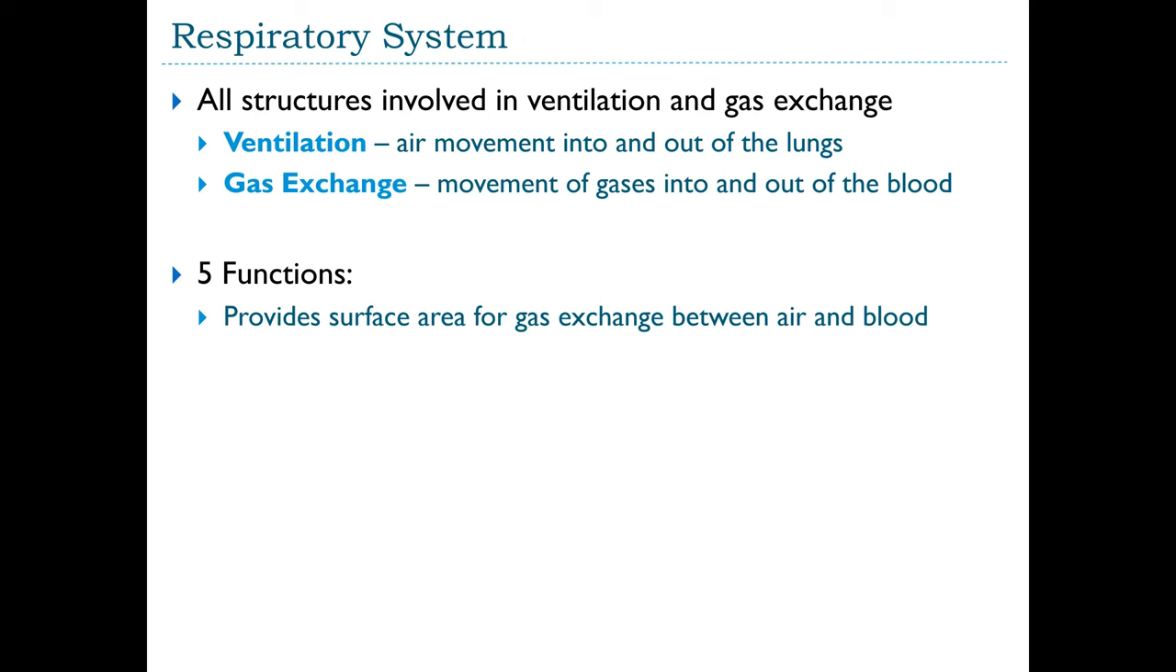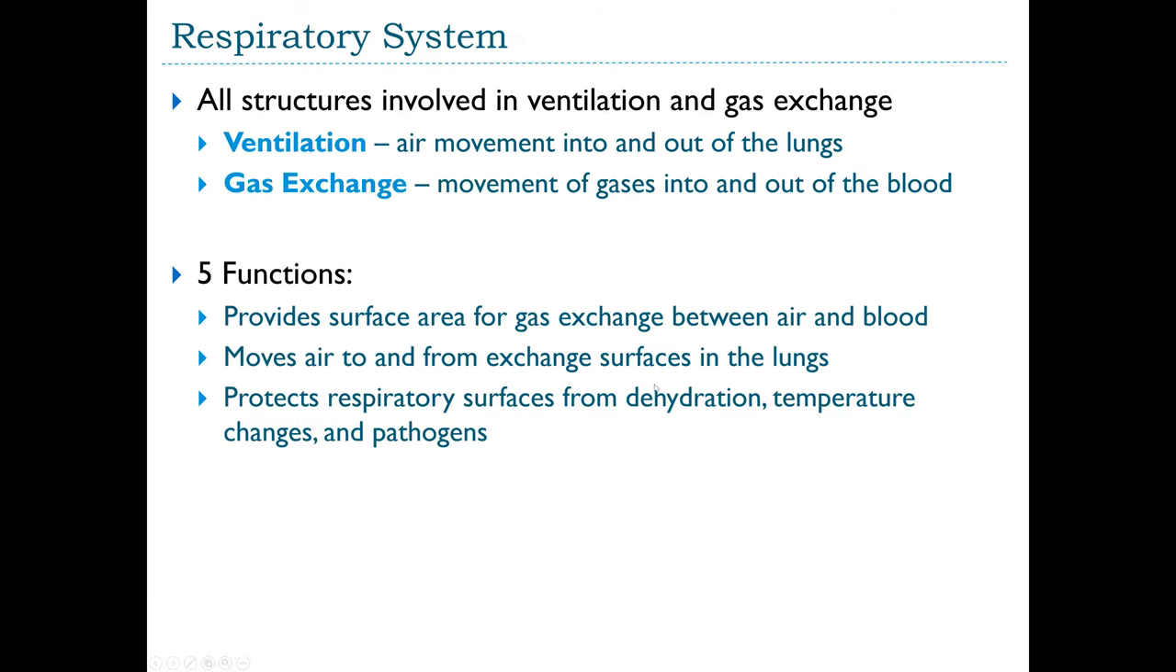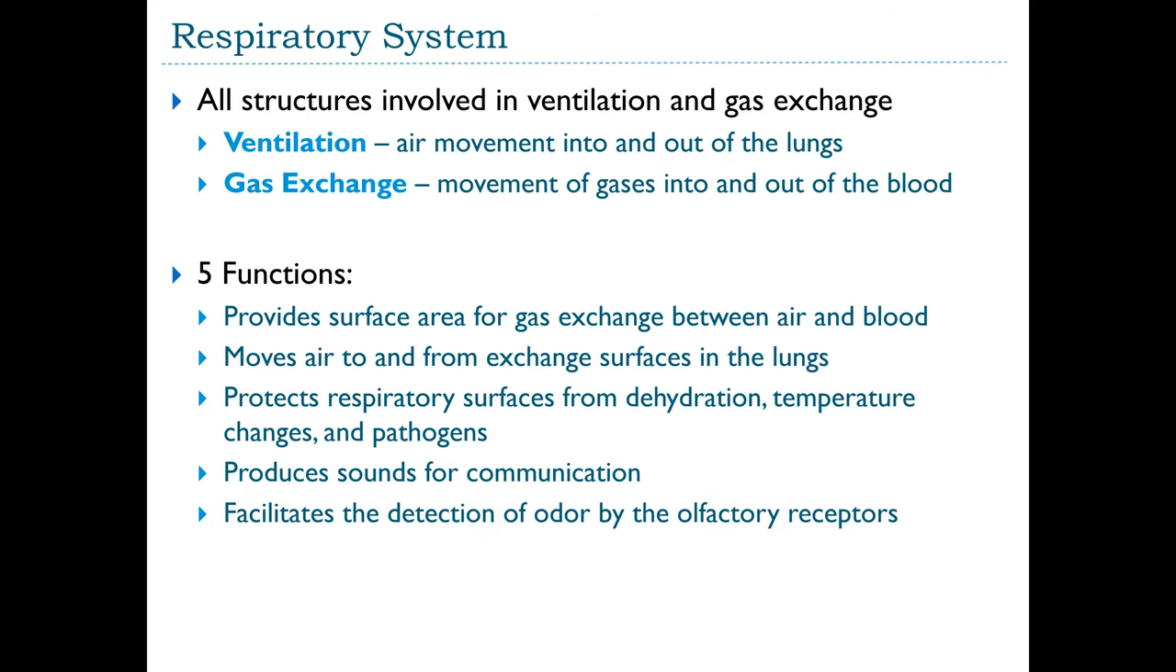So there are five total functions of the respiratory system. The first is that it provides an extensive surface area for the gas exchange between the air and the blood. It also moves air to and from the exchange surfaces in the lungs. This is the ventilation portion. It also has structures that protect respiratory surfaces from dehydration, temperature changes, and pathogens. It also produces sounds for communication, so we wouldn't be able to talk or sing or otherwise use our voices without the respiratory system. And it facilitates the detection of odors by the olfactory receptors, which we covered back in chapter 17.